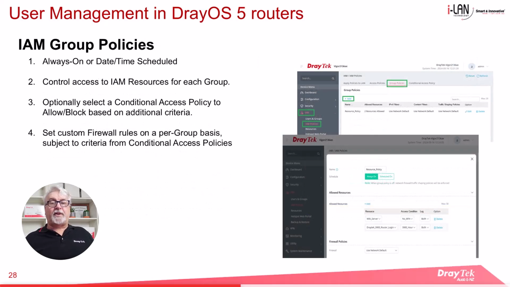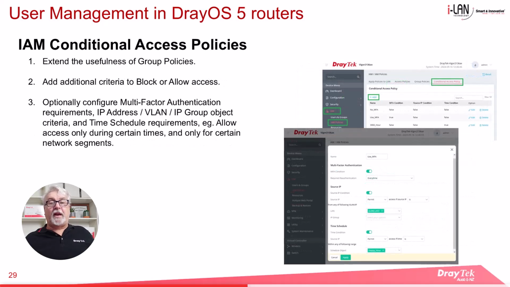IAM group policies take security another step further. They can be used to apply optional time and date scheduling conditions and optional custom firewall rules for groups. IAM group policy functionality can be extended by optionally applying a conditional access policy of additional criteria to the group policy too. Conditional access policies enhance security by allowing you to set additional access criteria, such as IP address or VLAN requirements and time schedule requirements. These additional conditions can then be applied to IAM group policies to extend their functionality.